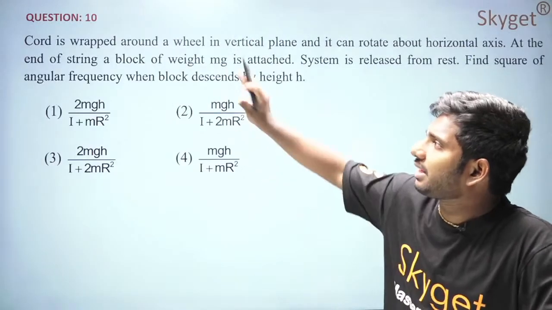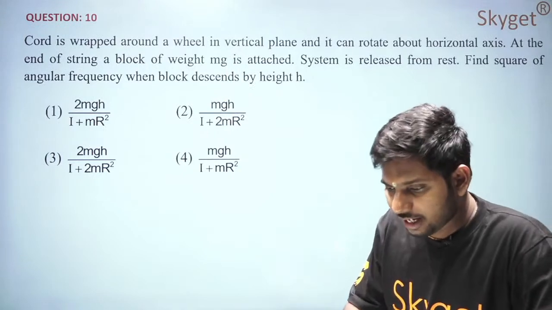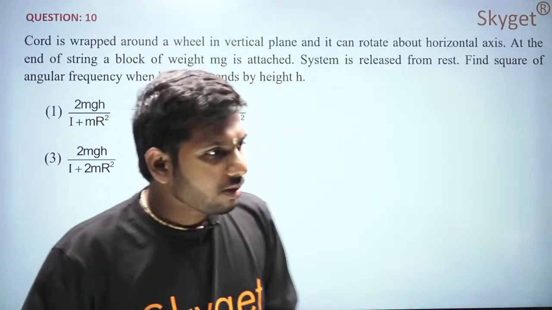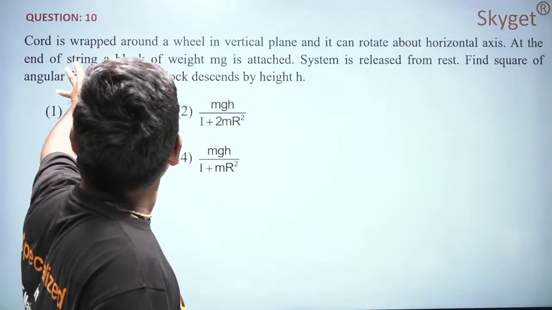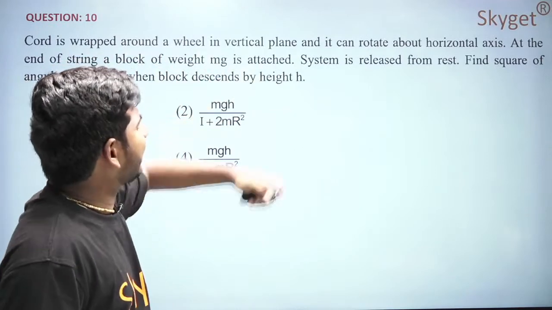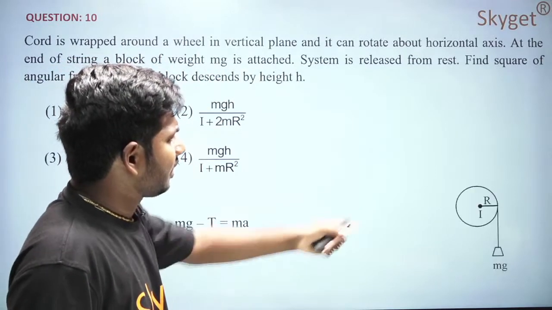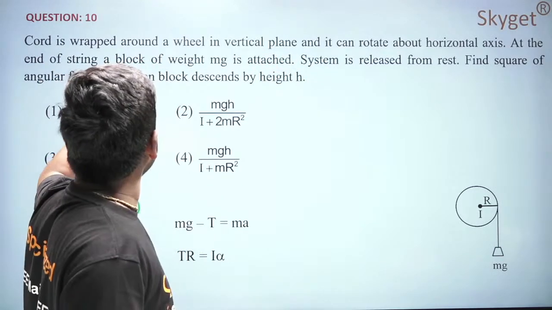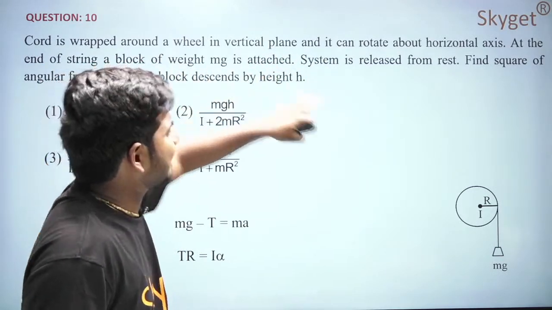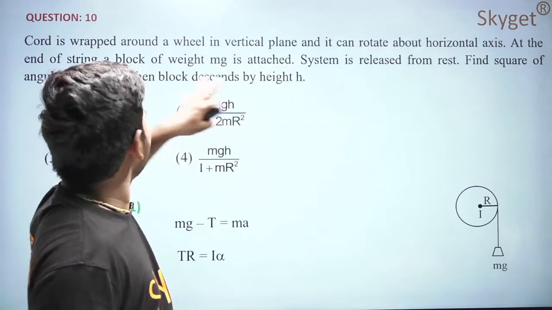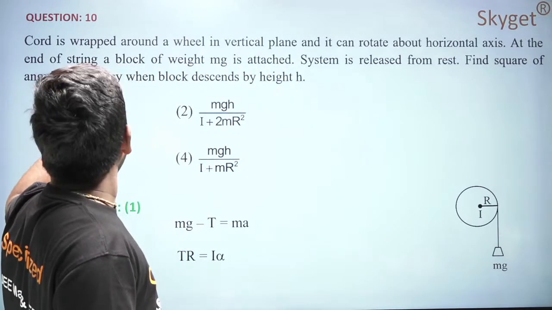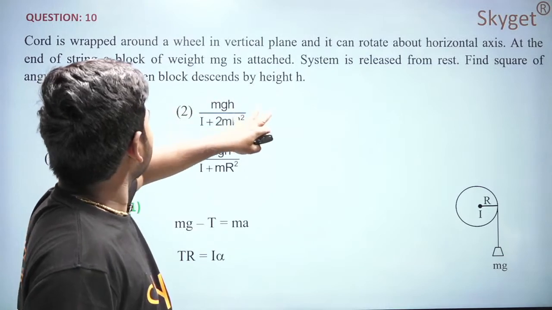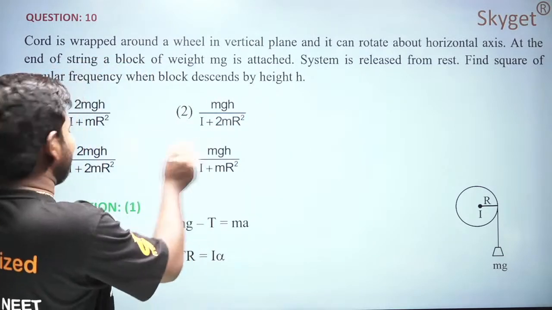So let us go to the next question, students. This is also a quality question. A cord is wrapped around a wheel in the vertical plane, in this way, students, and it can rotate about a horizontal axis. At the end of the string, a block of weight mg is attached. The system is released from rest. Find the square of the angular frequency when the block descends by height h, students.